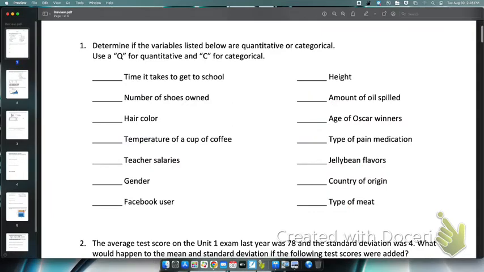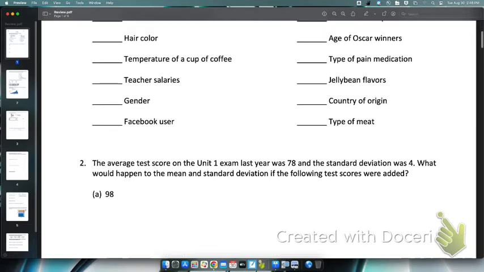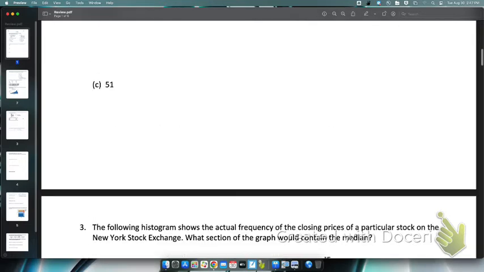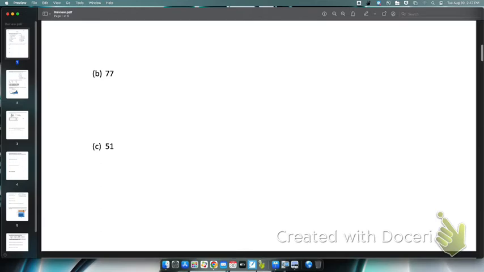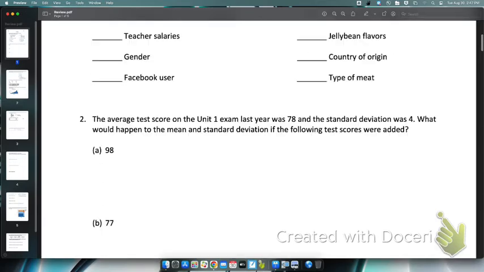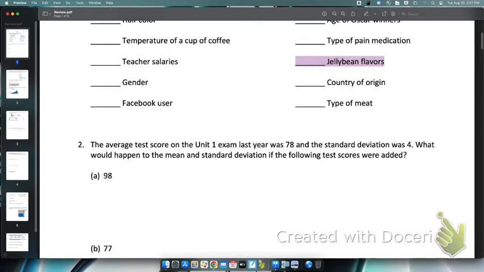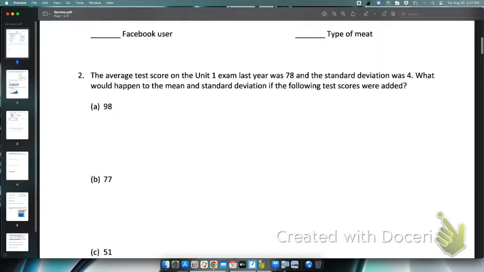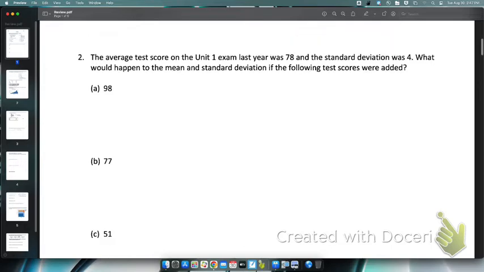All right, number two. The average test score on the Unit 1 exam last year was 78, and the standard deviation was 4. What would happen to the mean and the standard deviation if the following test scores were added?